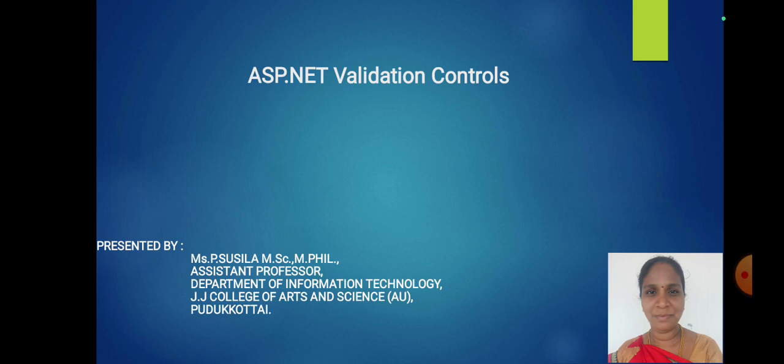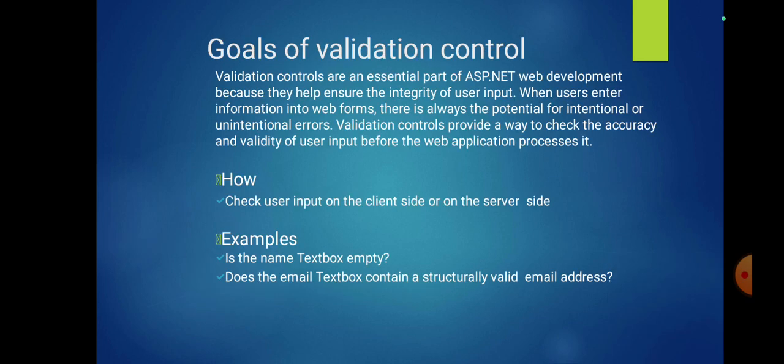Now, I have to discuss the topic ASP.NET Validation Control. What is the goal of validation control? Validation controls are an essential part of ASP.NET web development because they help ensure the integrity of user input. When users enter information into web forms, there is always the potential for intentional or unintentional errors. Validation controls provide a way to check the accuracy and validity of user input before the web application processes it.